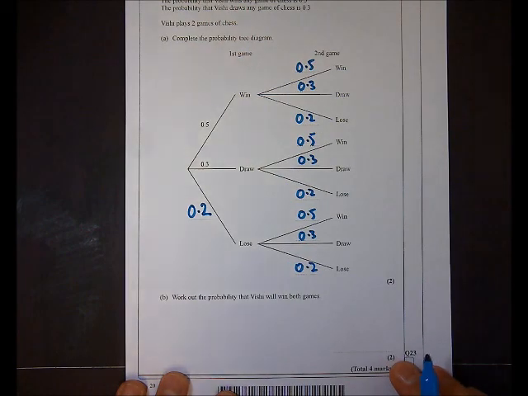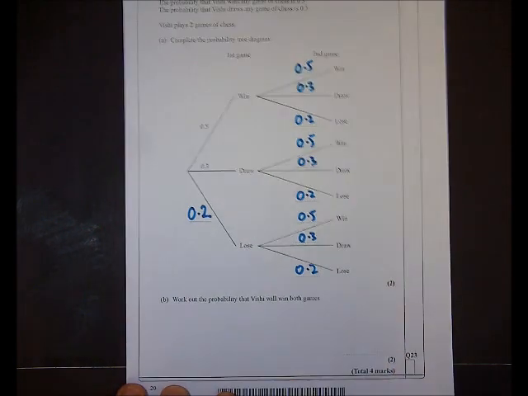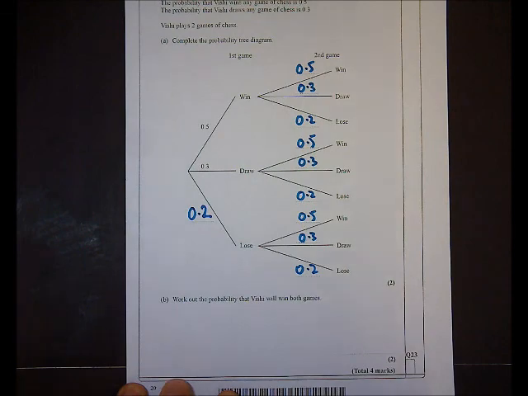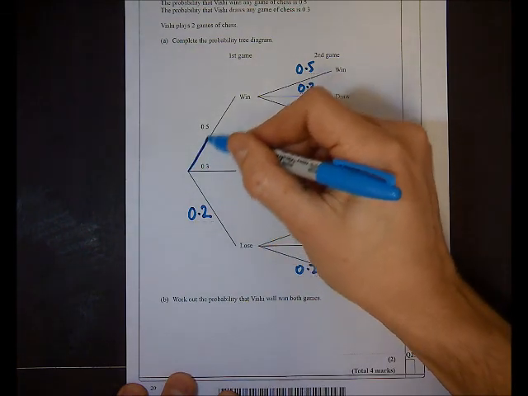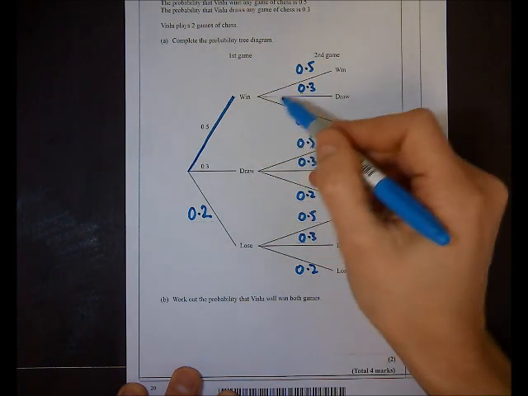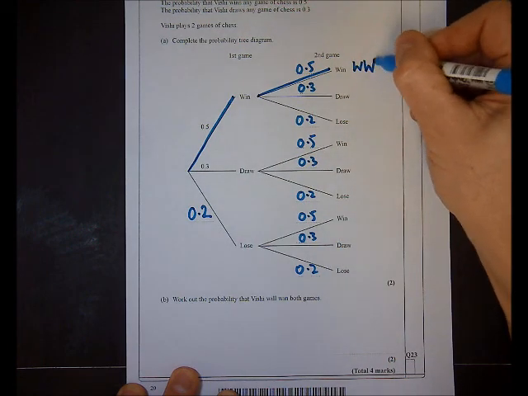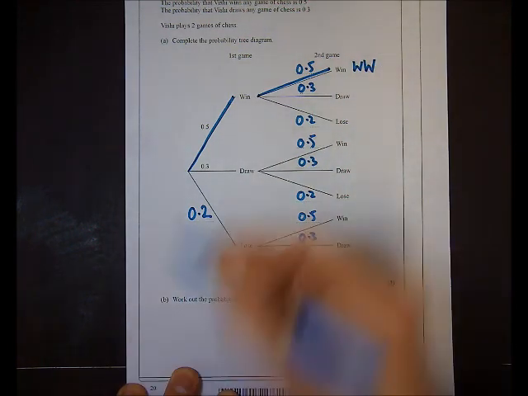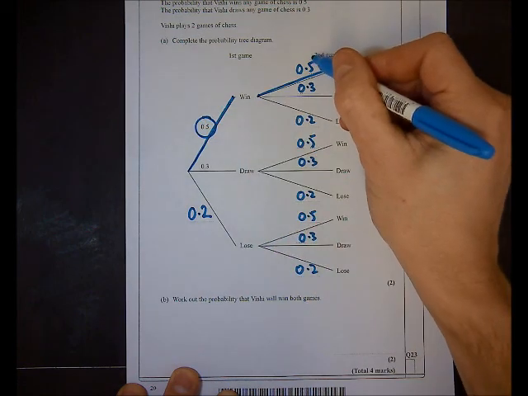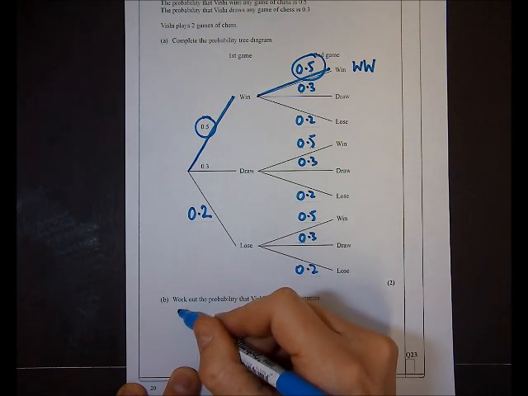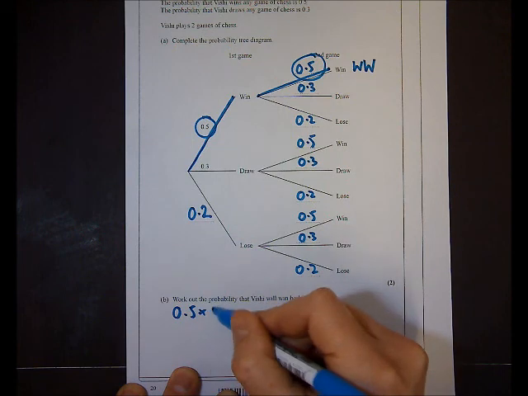In part B, I'm asked to work out the probability that Vichy will win both games. So winning both games is this part of the tree diagram. So he wins the first game, and then he wins the second game. So that will give him a win, and then another win. And therefore, the two probabilities I'm after are 0.5 and 0.5 again. Now I'm going to do 0.5 times 0.5.